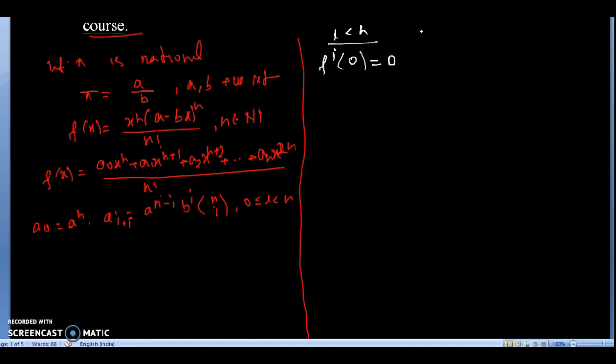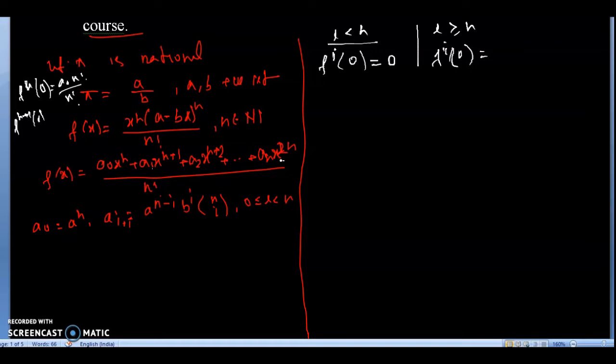Clear? Now consider i greater than or equal to n. Think about i equals n. When i equals n, except for one term, x is present in all the places. If you put x equals 0, all the terms vanish except this term, which is a0 n factorial, because you have differentiated n times, so x to the power n gives n factorial upon n factorial. And for n plus 1, the first term vanishes.